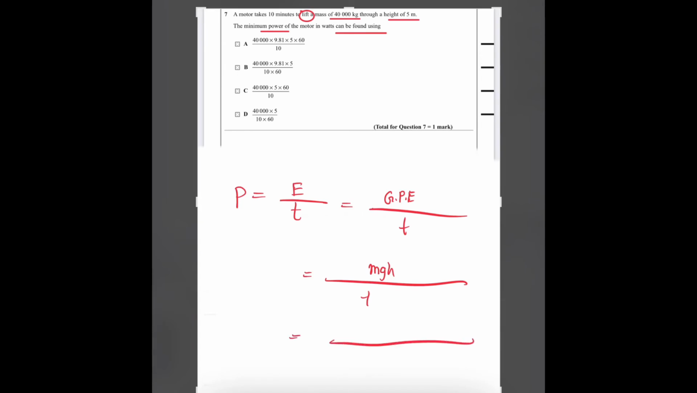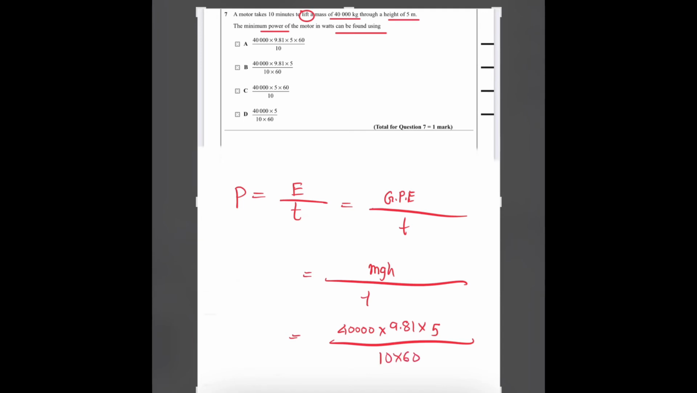So m is basically the mass. The mass is 40,000, and mass into gravity is 9.81, and the height is 5. And the time, we need to convert the time into seconds, right? So time in seconds is 10 into 60, since 1 minute is equal to 60 seconds. So 10 minutes is equal to 10 into 60.